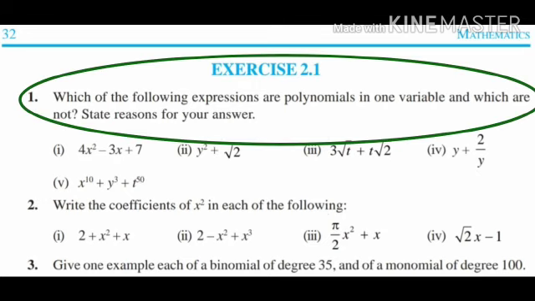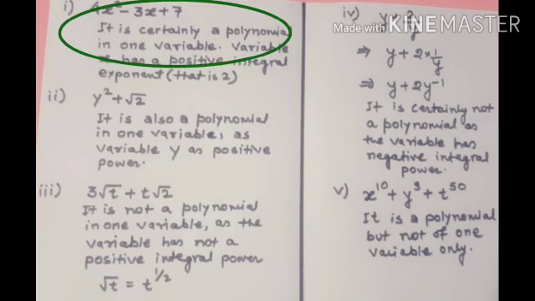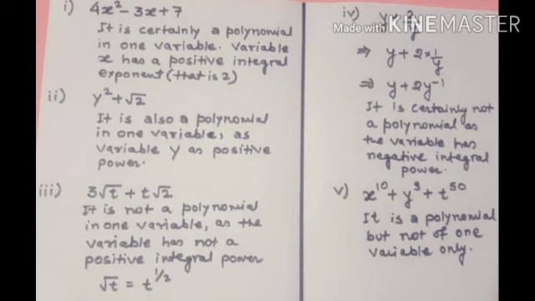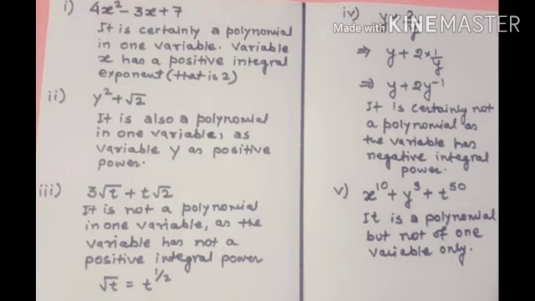In this context, in question number 1, we have to identify whether the given expression is a polynomial in one variable or not. So let us discuss question number 1. The first algebraic expression is 4x square minus 3x plus 7. We can see here the variable used is x and it is the only variable in this expression. Moreover, the power of the variable used is a positive integer. So it is definitely a polynomial in one variable.